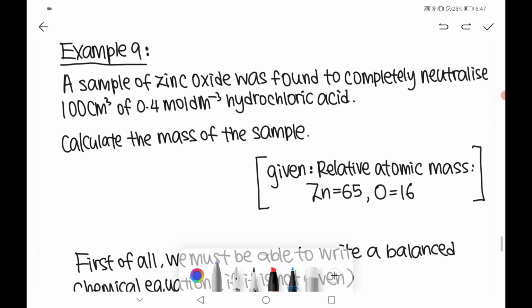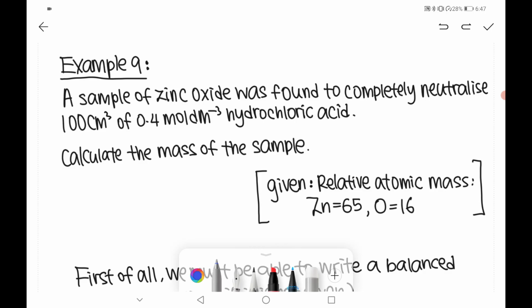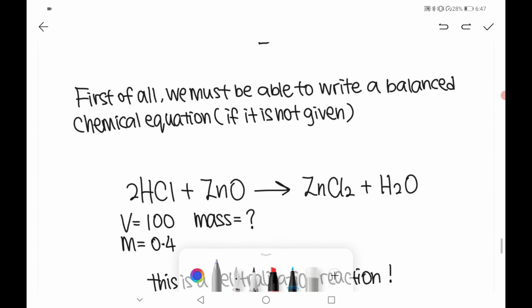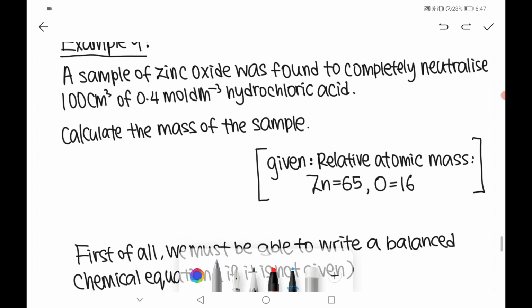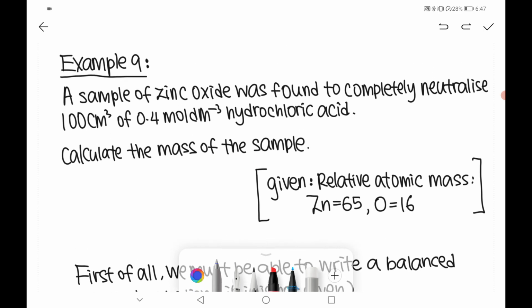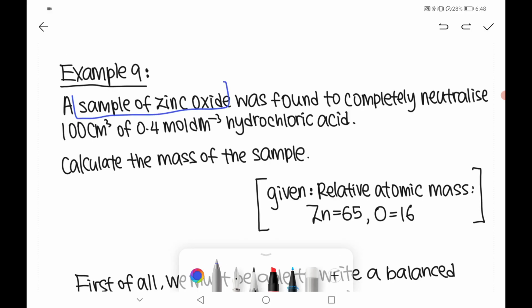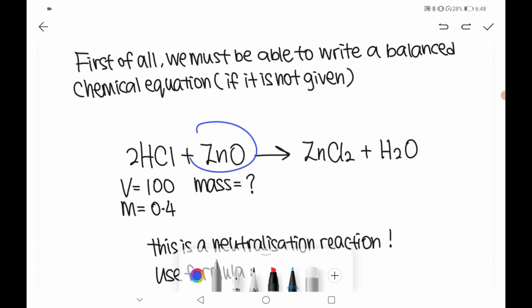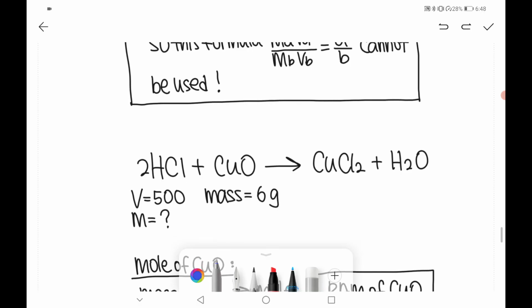Then you put all the information. Now what we know, the acid, the volume is 100, concentration is 0.4. So the question asks for the mass of the sample. So what is the sample? The sample refers to zinc oxide. So the question says sample of zinc oxide, which means we want to find the mass for the zinc oxide. So this is the zinc oxide, and we want to find the mass. So you put mass equal to question mark. Okay, so that's what we do.